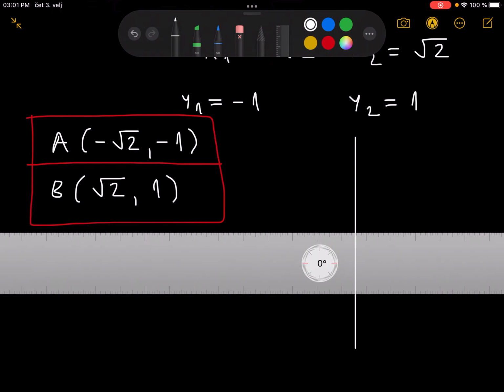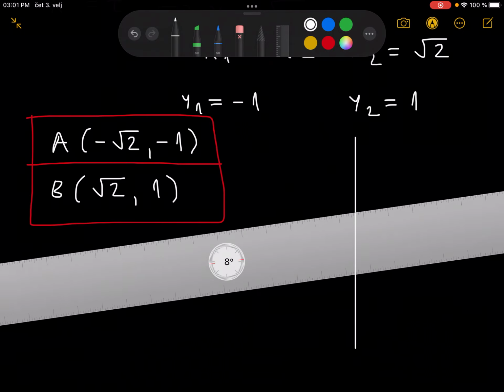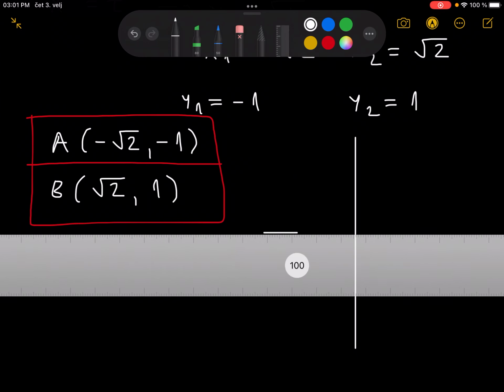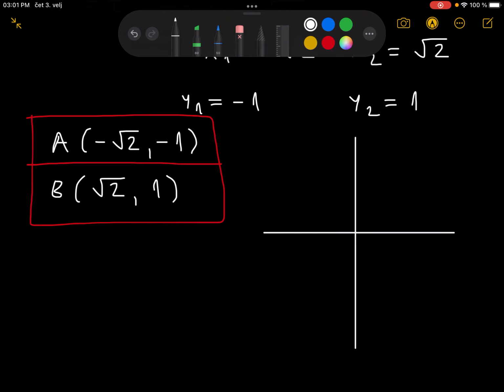So I'm just going to go ahead and take the ruler. Okay. And when you graph xy is equal to square root of 2, you're going to get something like this. So this is our x-axis, of course, and this is our y-axis.